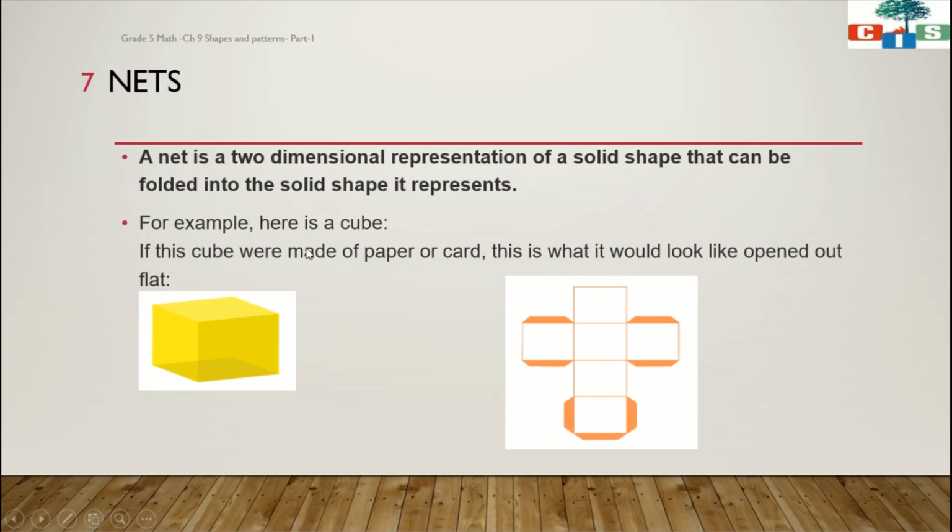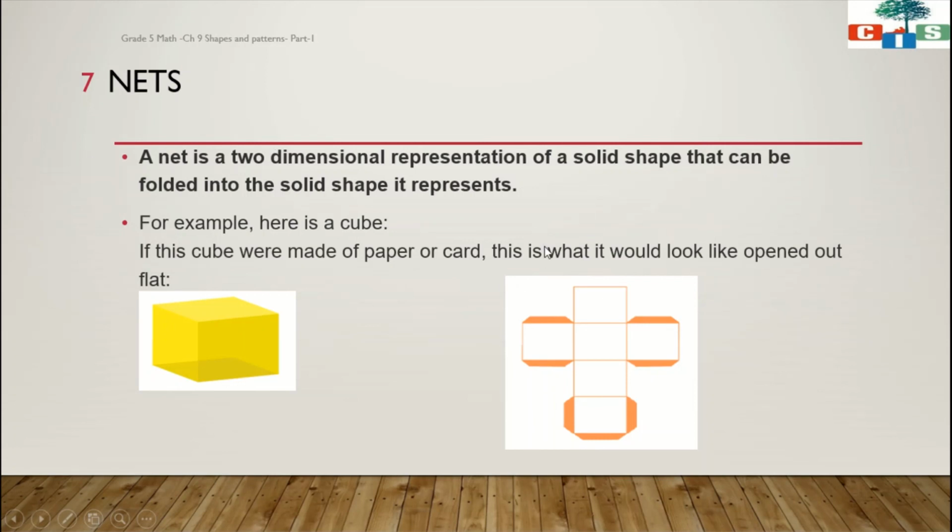For example, here is a cube. If this cube were made up of paper or card, it would look like this. If we open this cube, it will look like this. So this is the net of the cube. This is the cube and the net of the cube is this. That is how many squares? 1, 2, 3, 4, 5, 6. More about nets we will see in our next video.